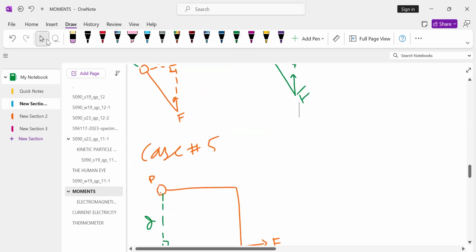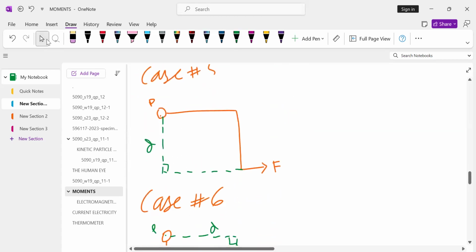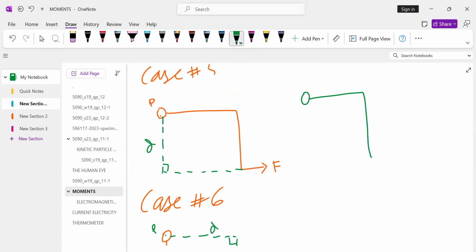Then we have case number 5. In this case, you can see that the diagram seems a little tricky, but it isn't. The pivot is here and the force is acting towards the right.